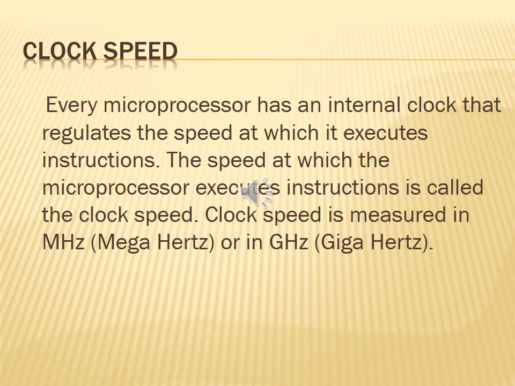That is an important 5-mark question. Characteristics of microprocessor, this is the 5-mark question. Okay. Characteristics of microprocessor. Microprocessor performance depends on the following characteristics: clock speed, instruction set, and word size. Clock speed. Every microprocessor has an internal clock that regulates the speed at which it executes instruction. The speed at which the microprocessor executes instruction is called the clock speed. Clock speed is measured in megahertz or gigahertz.